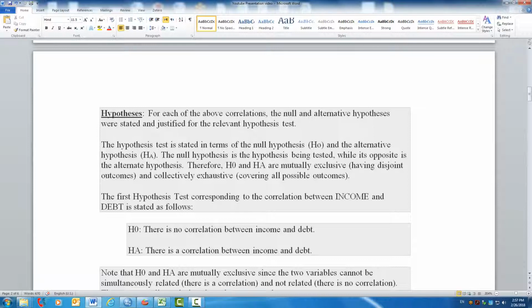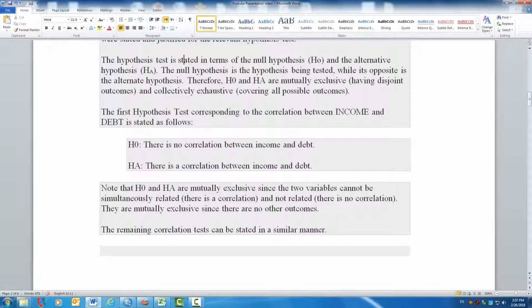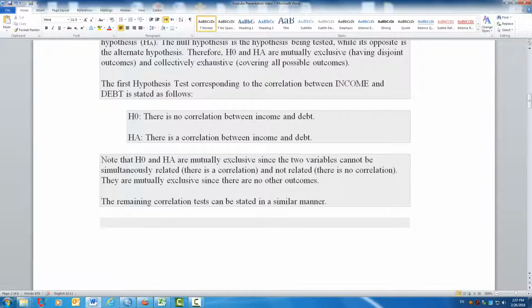The first hypothesis test corresponds to the correlation between income and debt. H0: there is no correlation between income and debt, and HA: there is a correlation between income and debt. Note that H0 and HA are mutually exclusive, since the two variables cannot be simultaneously related and not related. They are mutually exclusive since there are no other outcomes. The remaining correlation tests can be stated in a similar manner.